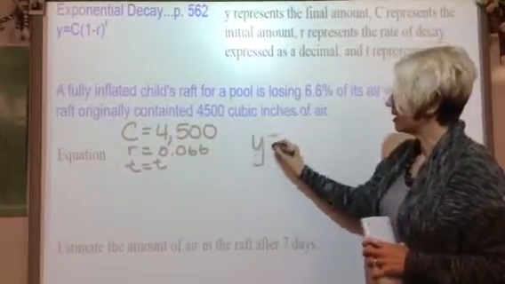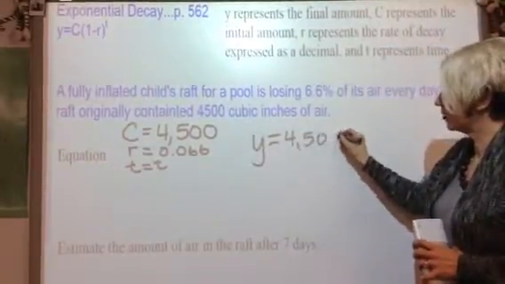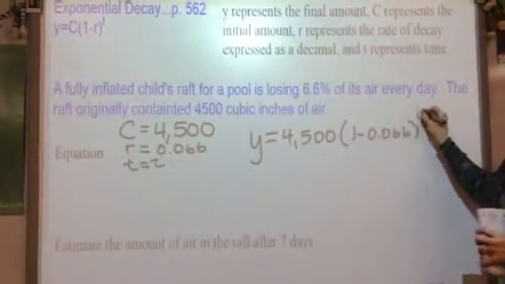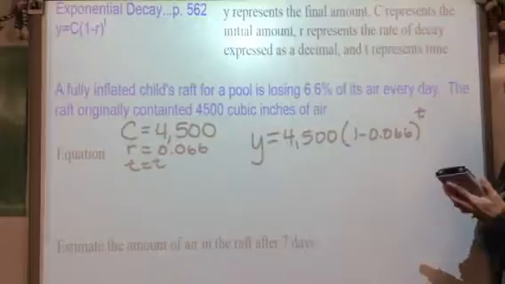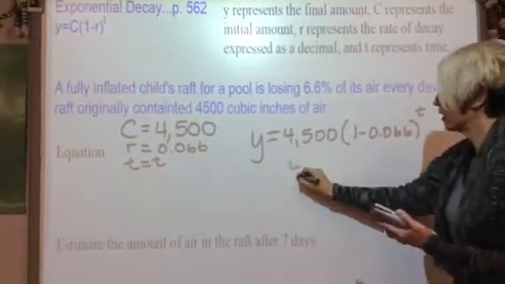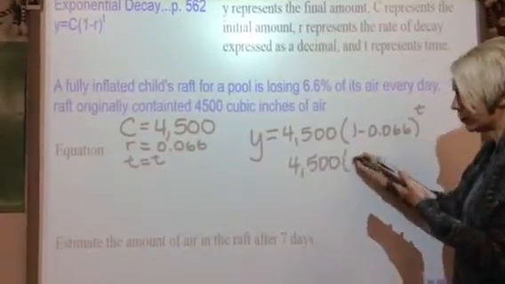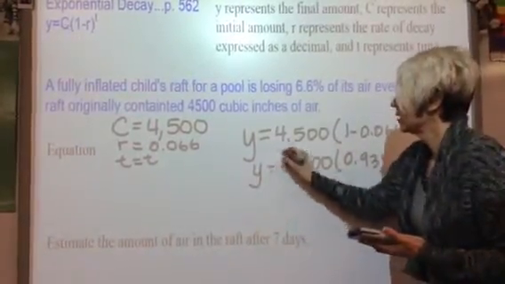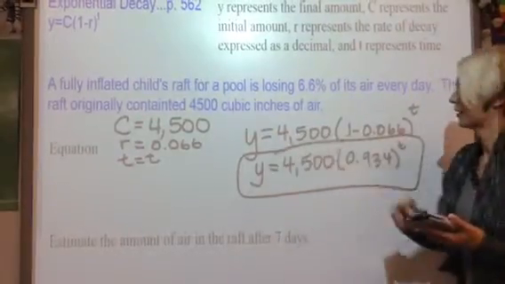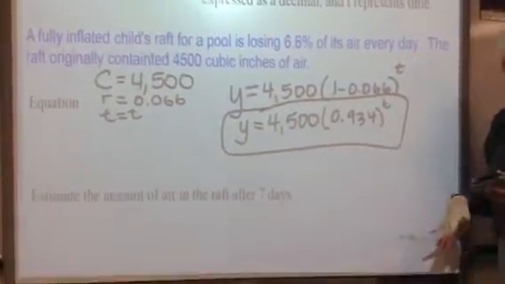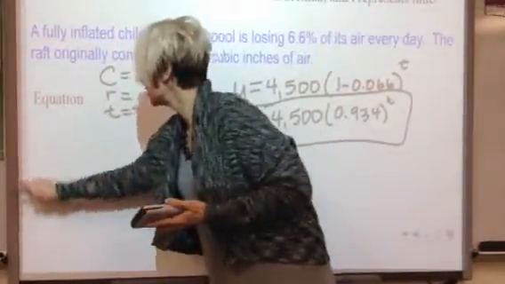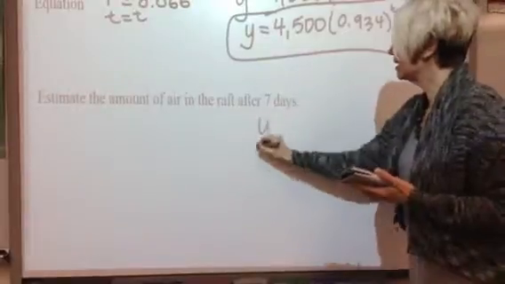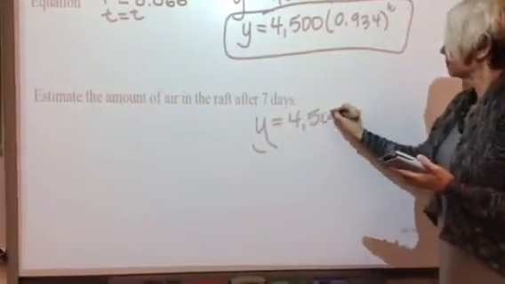So this is Y equals 4,500, 1 minus 0.066 to the power of T. Now we do have to simplify this, 0.066, so this would be Y equals 4,500 times 0.934 to the power of T. So this is a very good looking equation right here. Now estimate the amount of air in the raft after 7 days. So we're going to make our T 7. So I just use this same formula and change that T value here to 7.